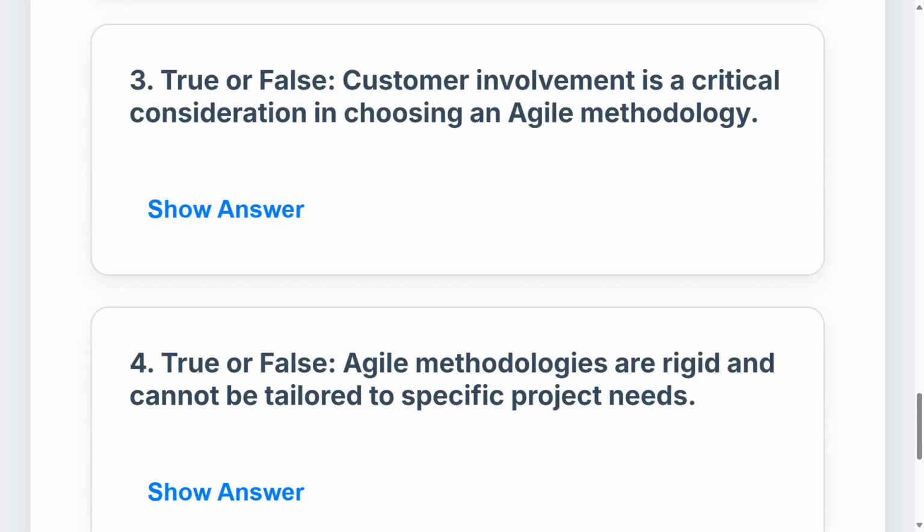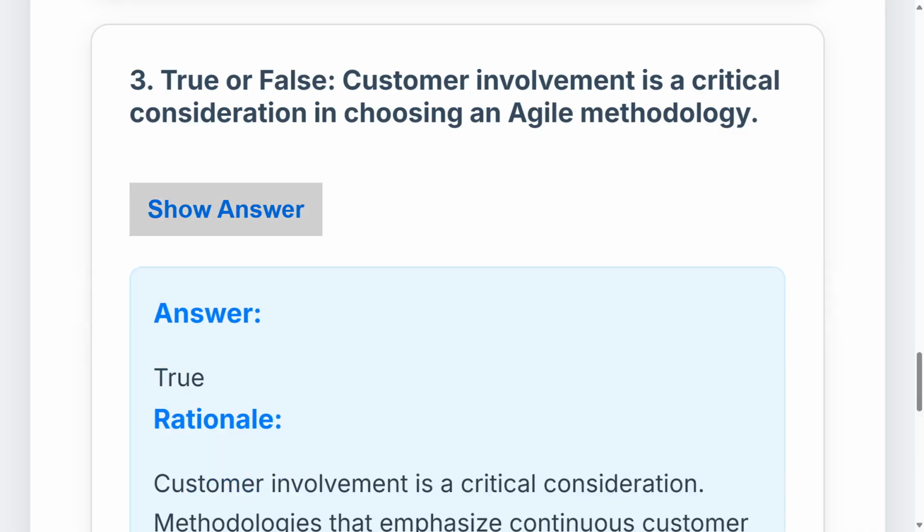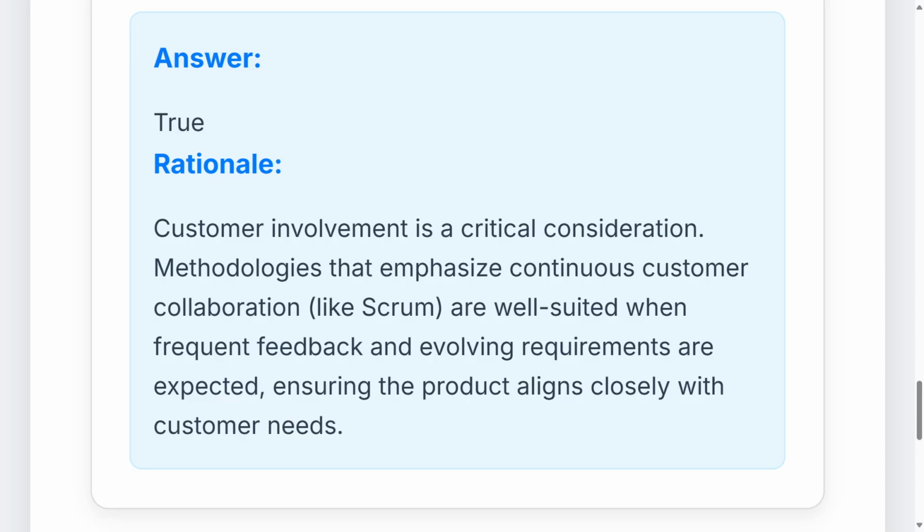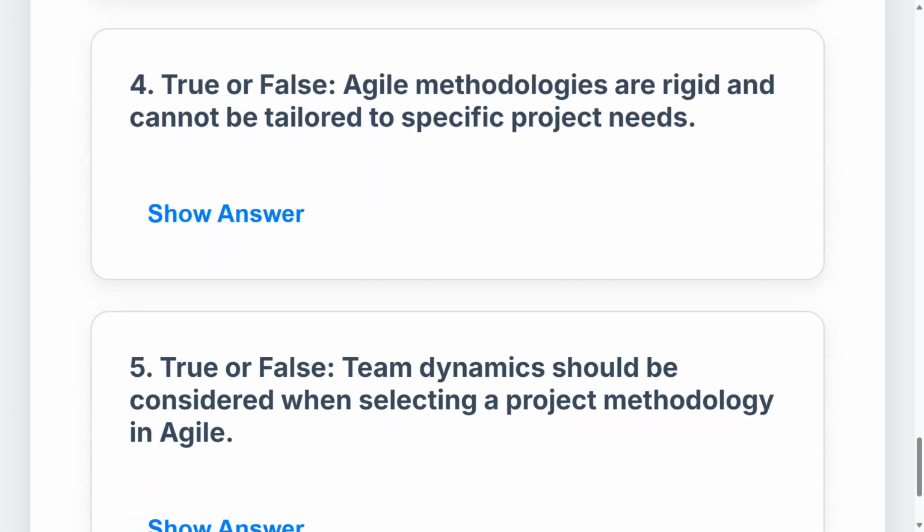True or false? Customer involvement is a critical consideration in choosing an Agile methodology. And the answer to this is, of course, true. In order for you to roll in the world of Agile, you must be in constant touch with the customer. It's a critical consideration. Methodologies that emphasize continuous customer collaboration, like Scrum, are well suited when frequent feedback and evolving requirements are expected, ensuring the product aligns closely with the customer needs.